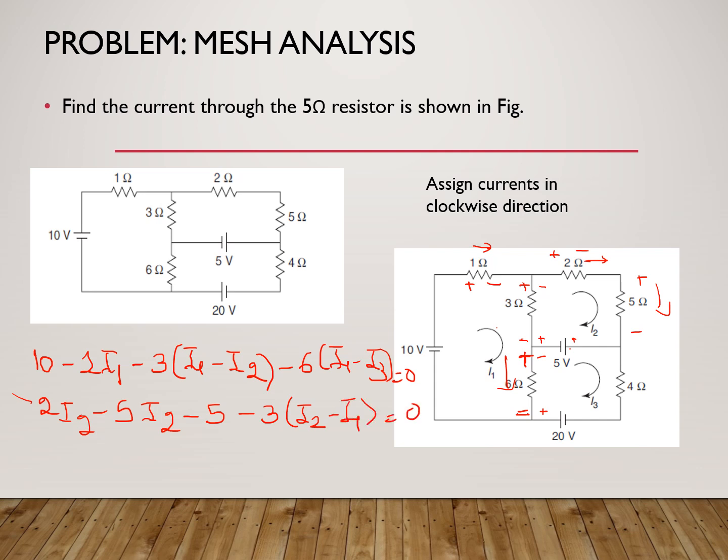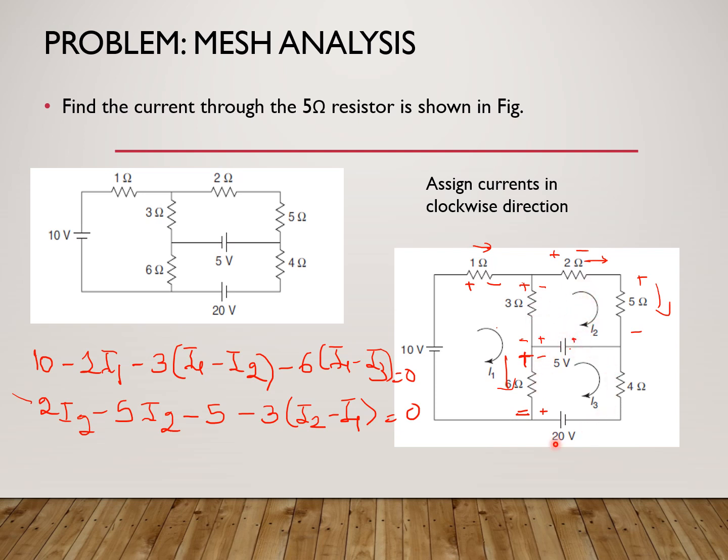See, when we were speaking about mesh 1, the 3 ohm was common to mesh 1 and mesh 2. So I wrote it as I1 minus I2. Here I am writing it as I2 minus I1 because I am writing the equation for mesh 2 now.